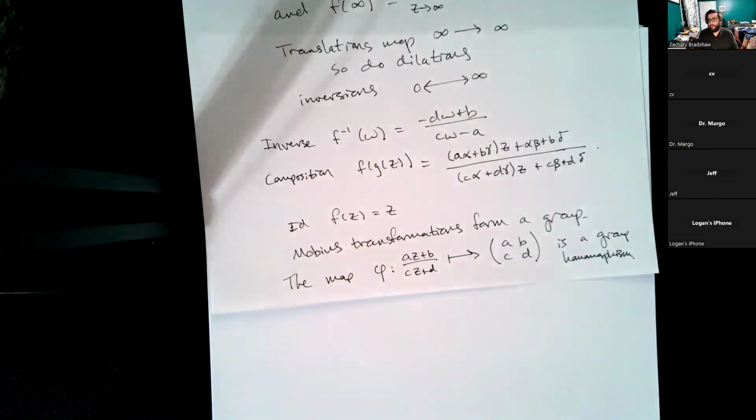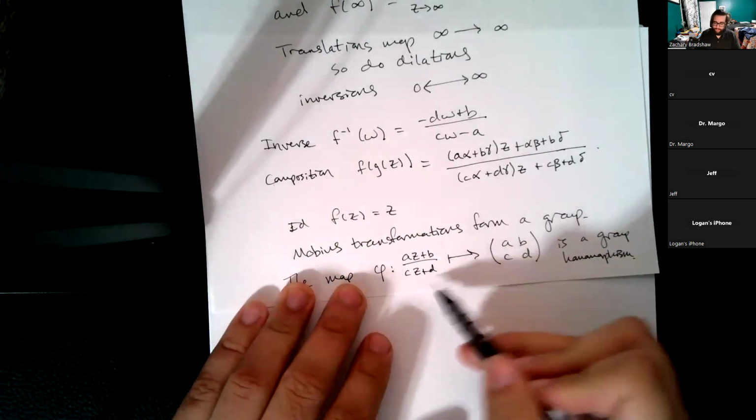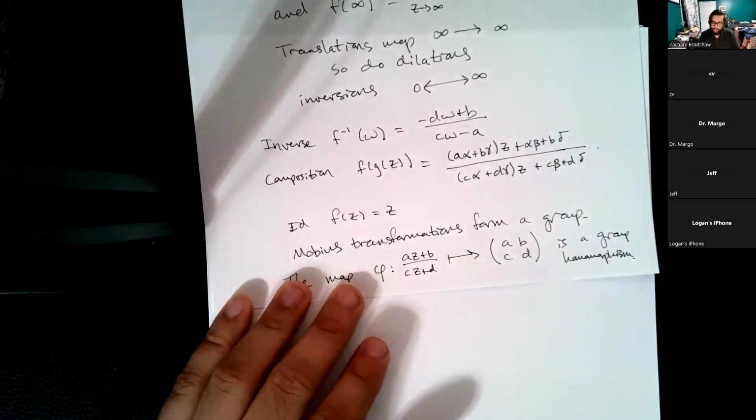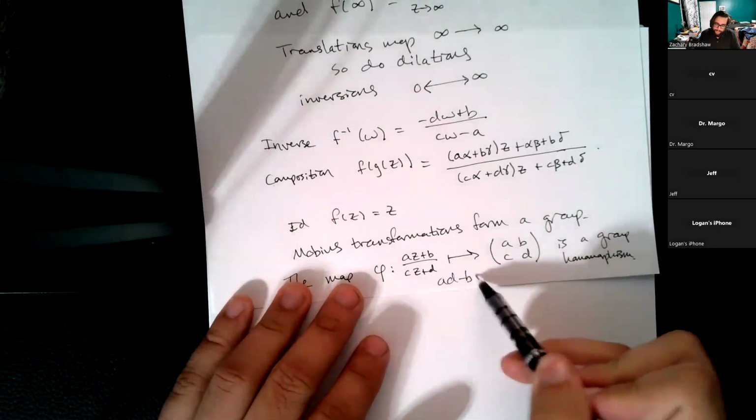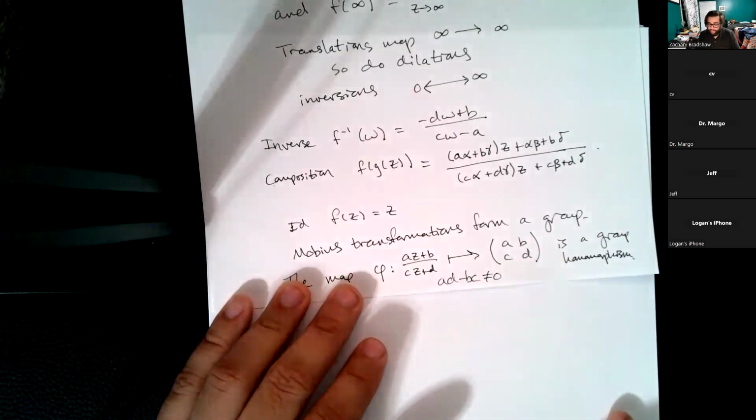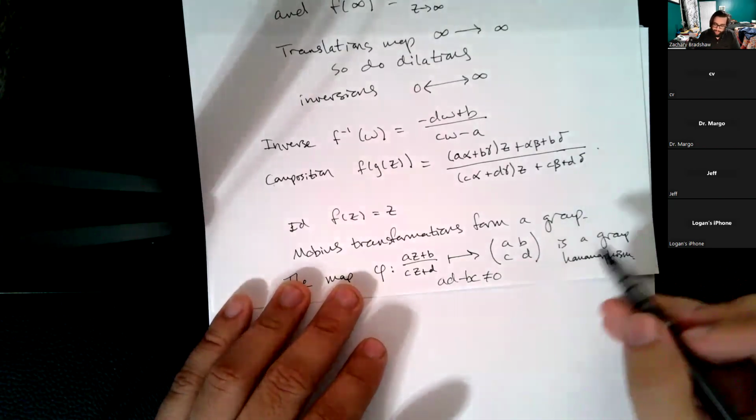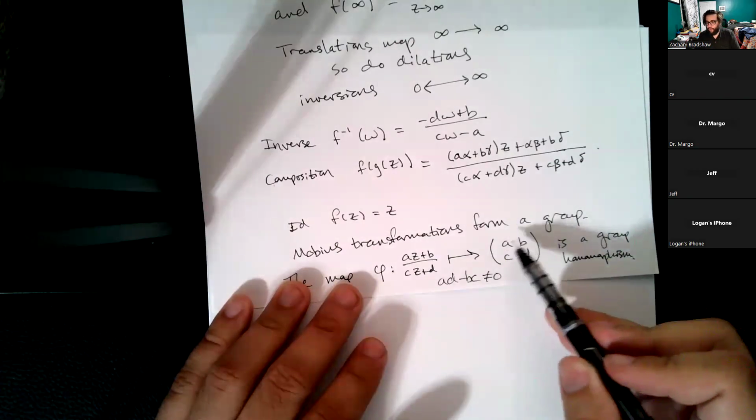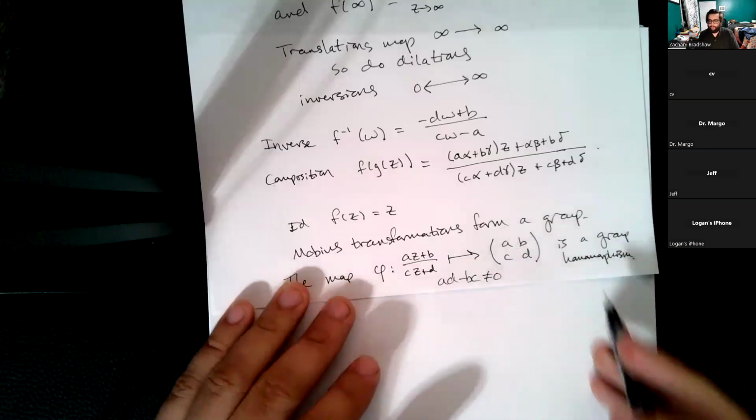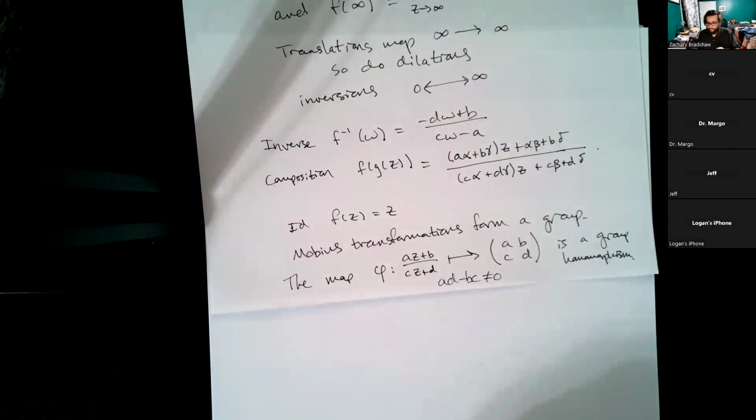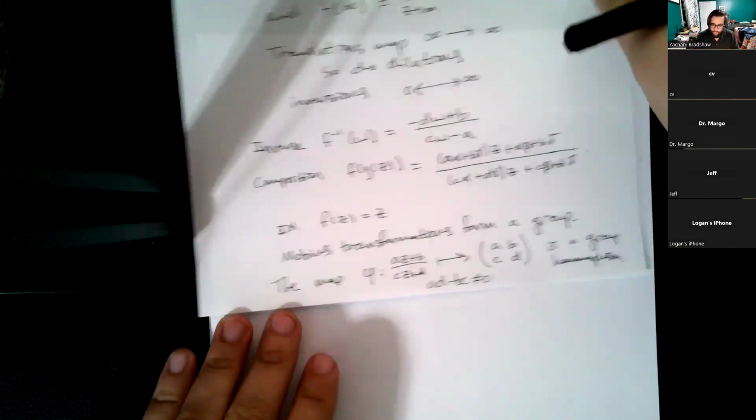You can show that this is actually a group homomorphism. This is nice because that condition AD minus BC not equal to 0 that we specified earlier for the Mobius transformation is just saying that the determinant of the corresponding matrix is non-zero, and so this guy is invertible. Okay, I won't say more about that.